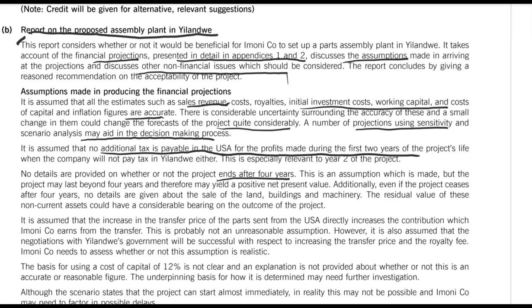So this is an assumption which is made, but the project may last beyond 4 years and therefore may yield a positive NPV value. Additionally, even if the project ceases after 4 years, no details are given about the sale of the land, building and machinery. What happened with the land, building and machinery? Nothing is given here.